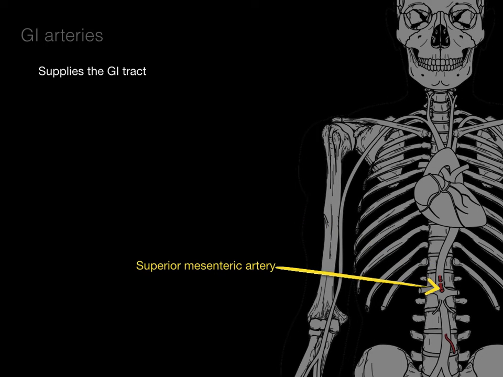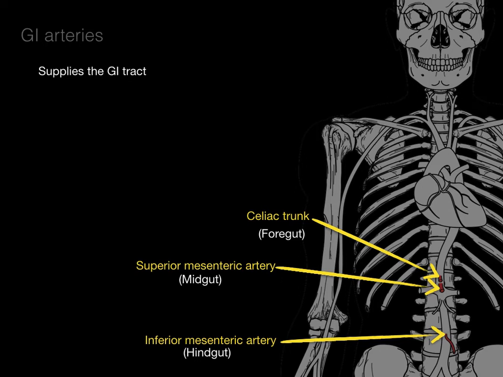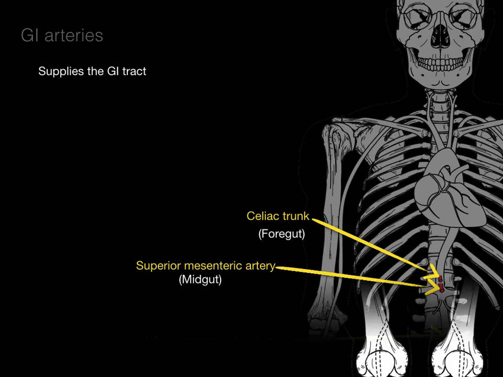Next is the superior mesenteric artery, and it supplies the midgut portion of the GI tract, which is the distal duodenum, jejunum, ileum, and then the ascending and transverse colon. And then our inferior mesenteric artery supplies the hindgut, which is the rest of the transverse colon, descending colon, rectum, and part of the anus. And so there we have the GI tract arteries.